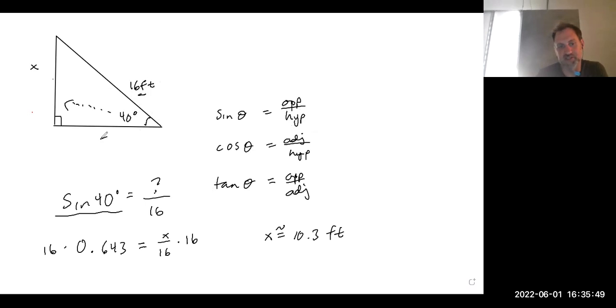But if I wanted to figure out this side now, of course, I could use cosine, or I could use the Pythagorean theorem, because I know if this is 10.3 feet and this is 16 feet, I can just say a squared plus this squared equals this squared. All right, so that's a basic trig introduction.